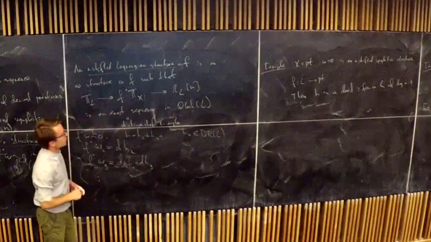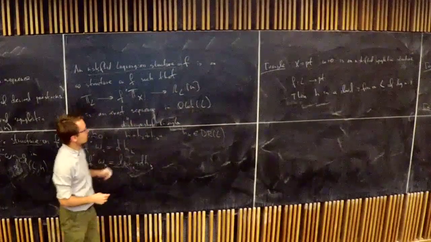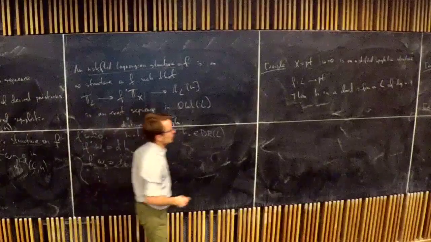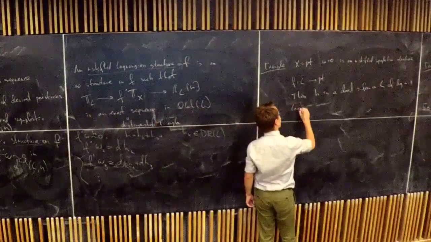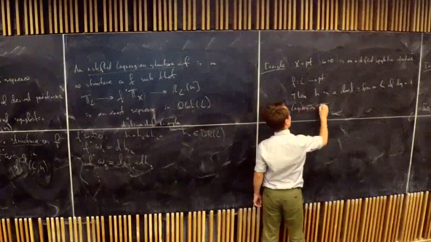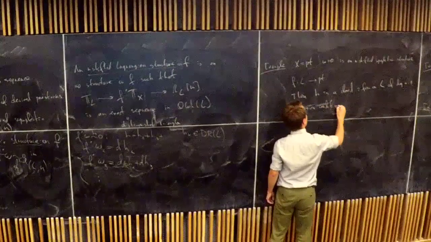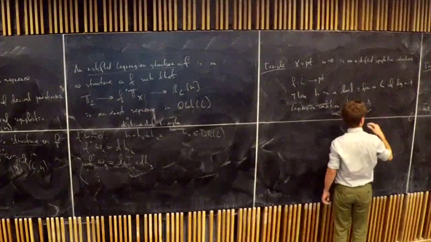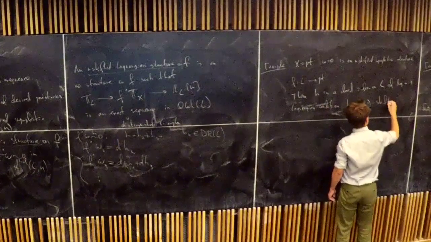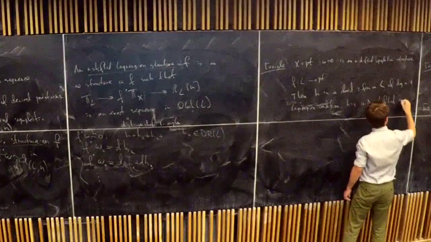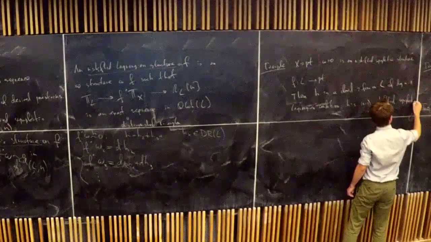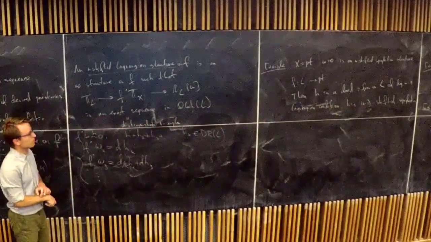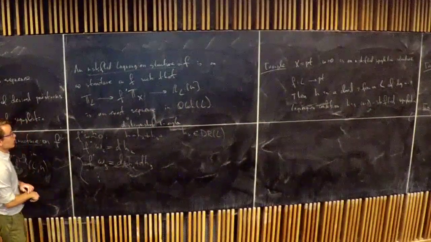And the Lagrangian condition, the fact that this is an exact sequence, in this case it's easy because the middle term is 0. This is saying that this null homotopy H defines an n minus one shifted symplectic structure.